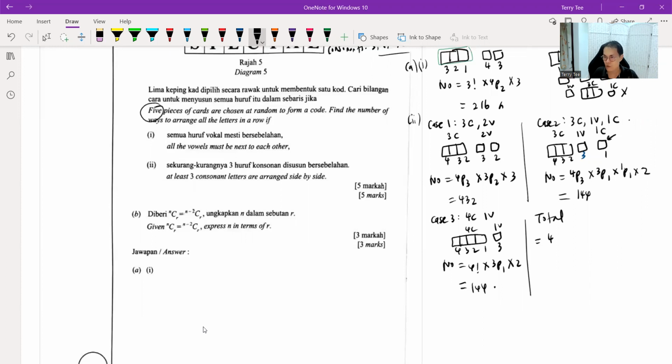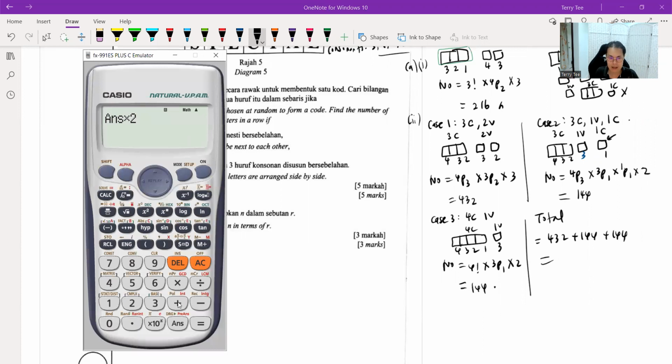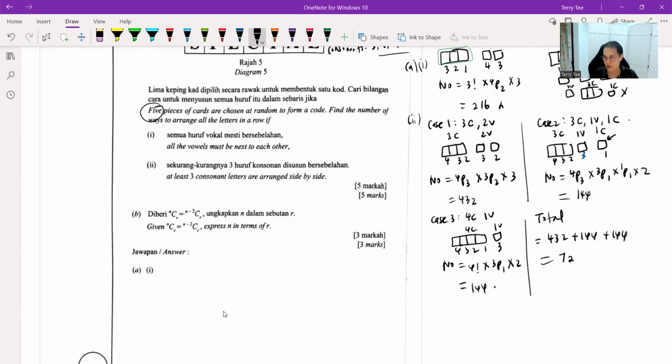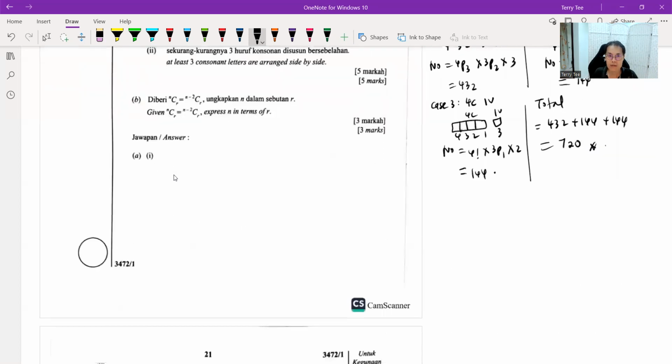My total is 432 plus 144 plus 144. Let's count. It's basically 144 times 2 plus 432, which is 720. All right. Oh, we are still not done. This is just the first part, for permutation. For combination, yep, we have the nCr formula.